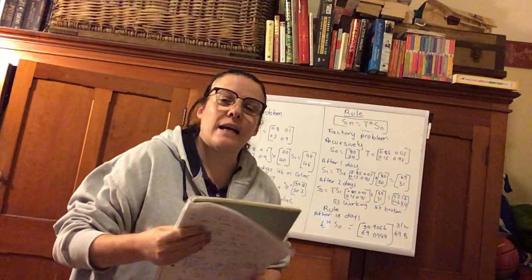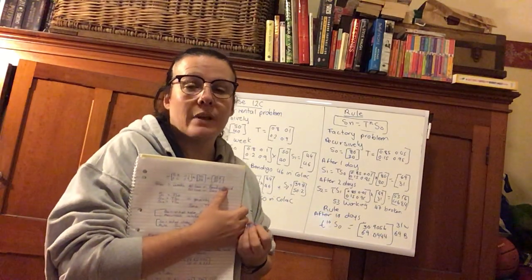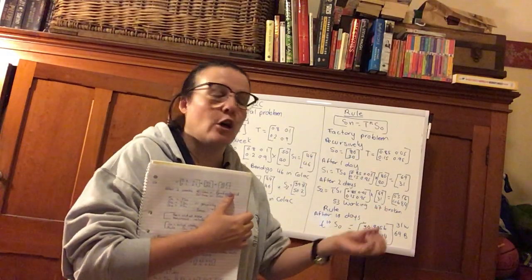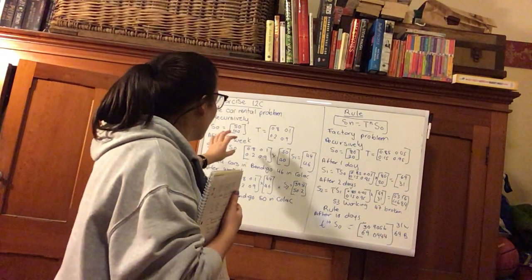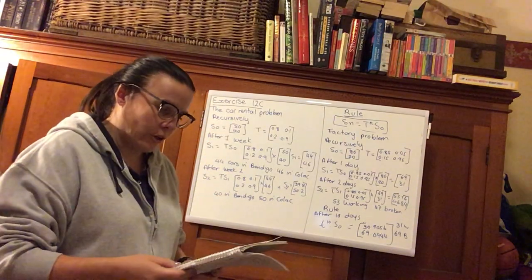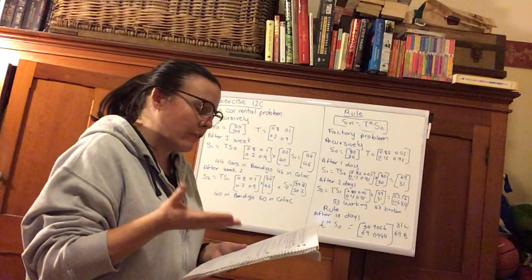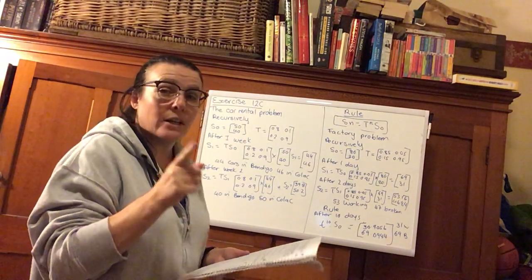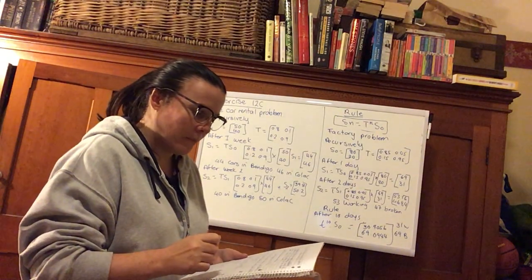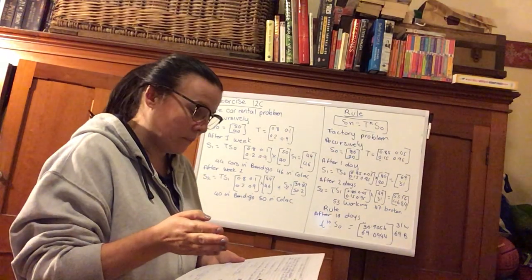Think back to the other day and we looked at a car rental problem. And this car dealership had two offices, one in Bendigo and one in Colac. Now, we're going to start off by looking at this recursively. So let's say that the Bendigo branch has 50 cars, and the Colac branch has 40 cars. How many cars will there be at the end of week 1?